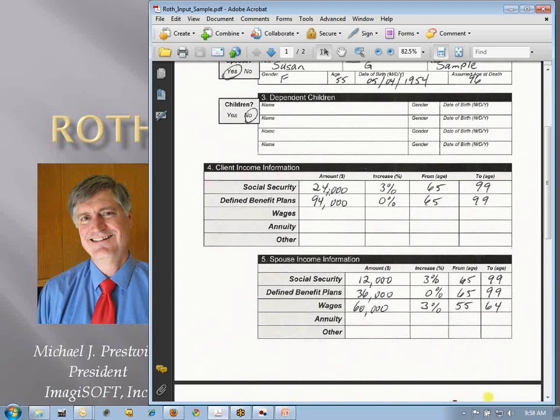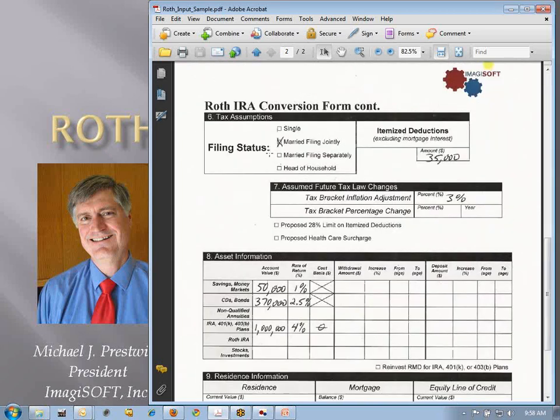You notice we have the Social Security, defined benefit, and so forth. It's easy to enter this information. It does not take very long. Another thing we ask is the filing status, their itemized deductions. Then we look at asset information. So they have $50,000 in money market, $370,000 in CDs, $1 million in the 401k IRA traditional plans.